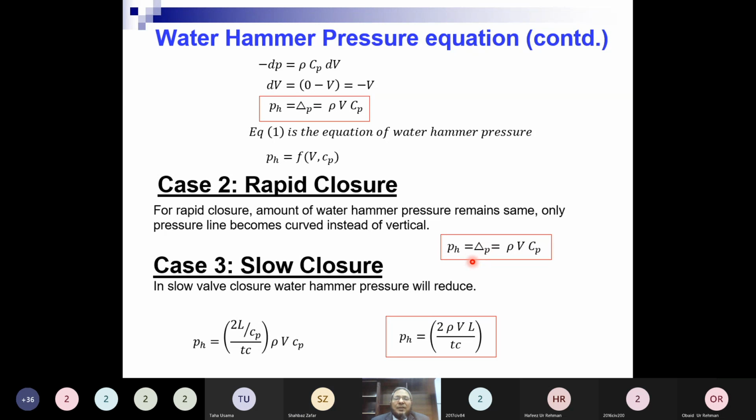Due to that, instead of the pressure diagram remaining horizontal, it becomes curved. It means initially it is low, then increasing and then decreasing. So it's a pressure wave. But the peak of that wave would be the same as the instantaneous pressure. So that's why for rapid closure and instantaneous closure, the hammer pressure value is practically taken the same. Okay, sir.